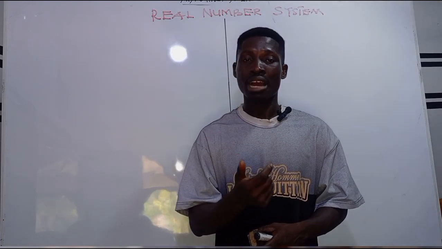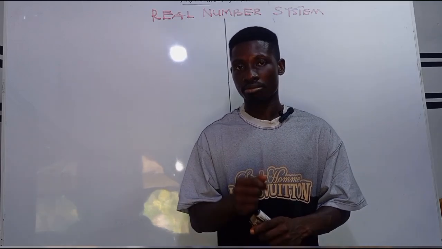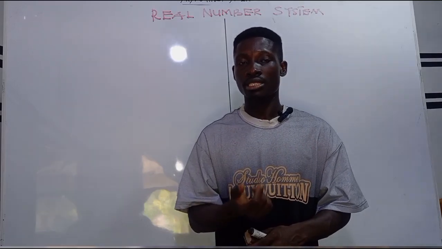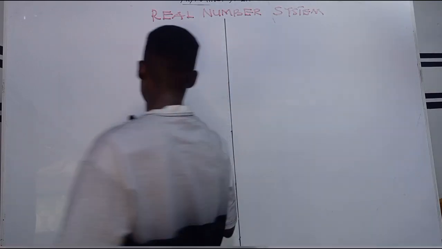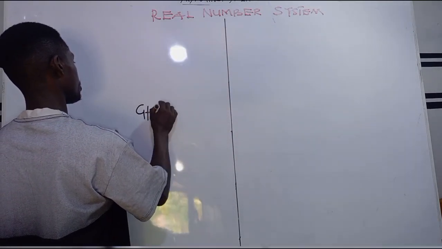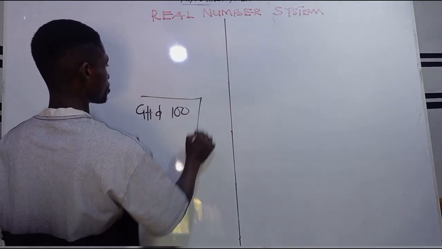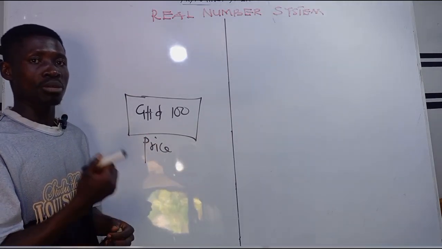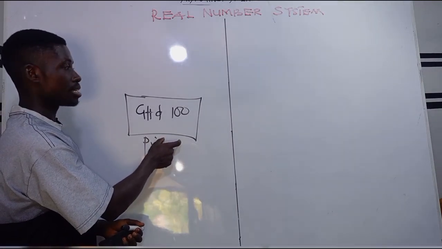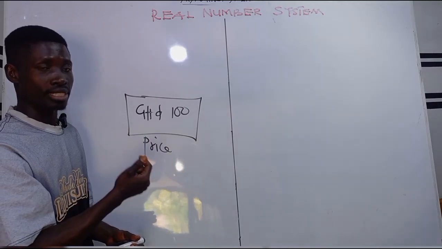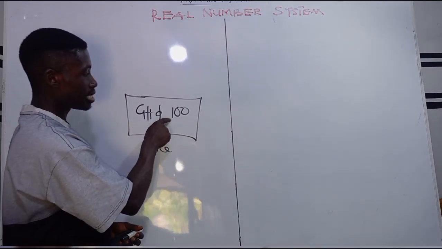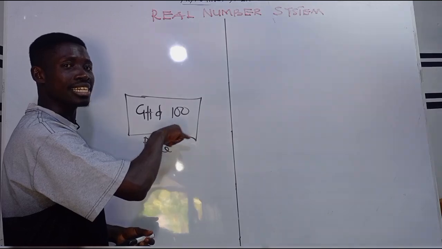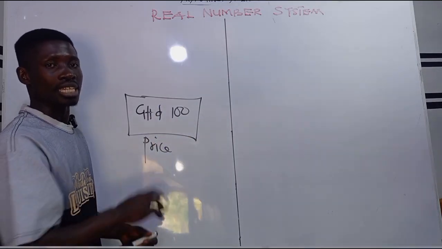Let's take it that you want to buy an item at the mall, let's say a shirt. And we know that at the mall, prices of items are fixed to the items you want to buy. Let's say the price of the item is 100 Ghana cedis. When you go to the mall, you see that the price of the item is attached to the item you want to purchase. And the price will be written in numbers, 100 Ghana cedis. So at this very point, numbers have been used.